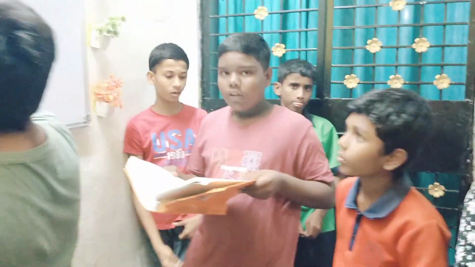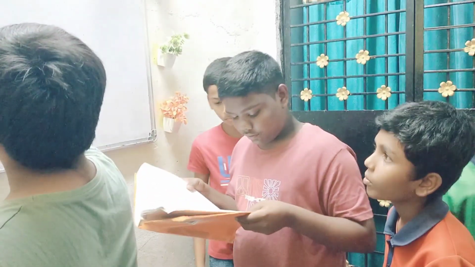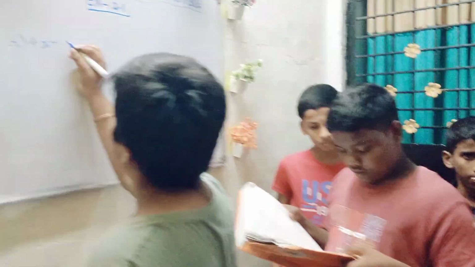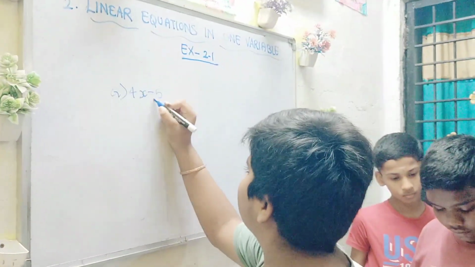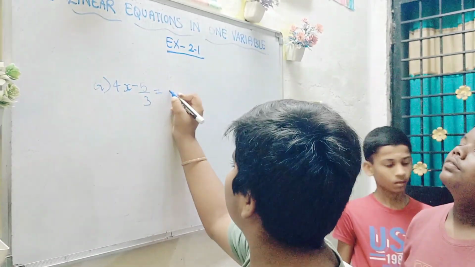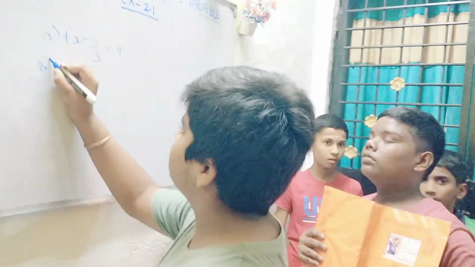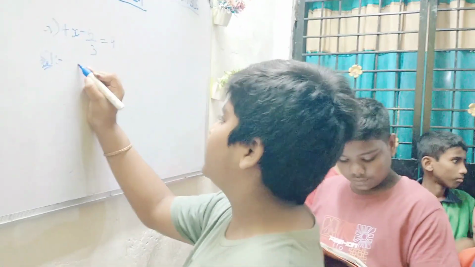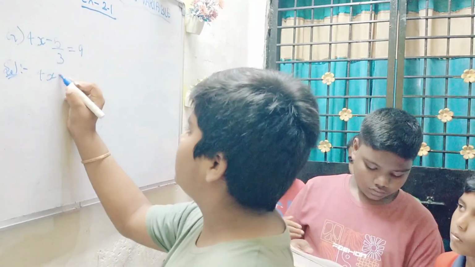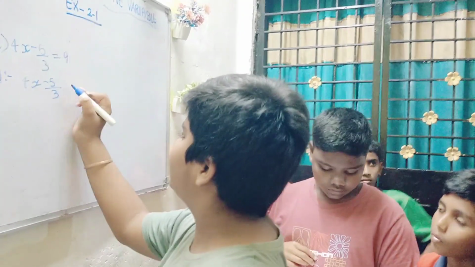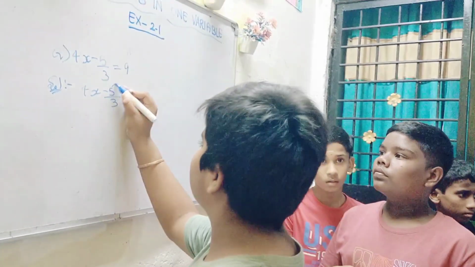Next, Manoj's turn. Manoj, do it. Rishi, dictate the equation. 4x minus 5 by 3 equal to 9. Please be careful with the signs. So 4x equal to. Okay, fine. You are copying the equation. Then what are you doing?